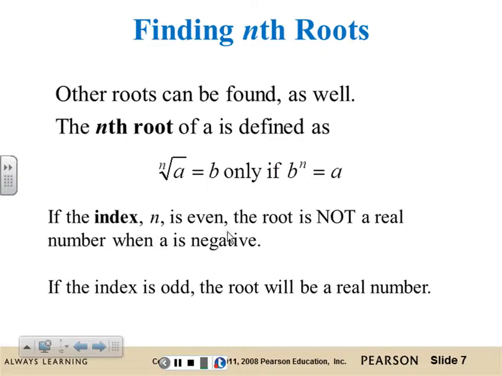So if the index n is even, the root is not a real number when A is negative. So basically it goes back to the square roots. 2 is your index for a square root, and 2 is even. You cannot take the square root of a negative number. Well, let's take it even farther. You cannot take the even root, the square root, the fourth root, the sixth root, the eighth root of a negative number. However, if the index is odd, 3, 5, 7, 9, the root will be a real number. So you can take the odd index root of a negative number, and your answer would be negative.